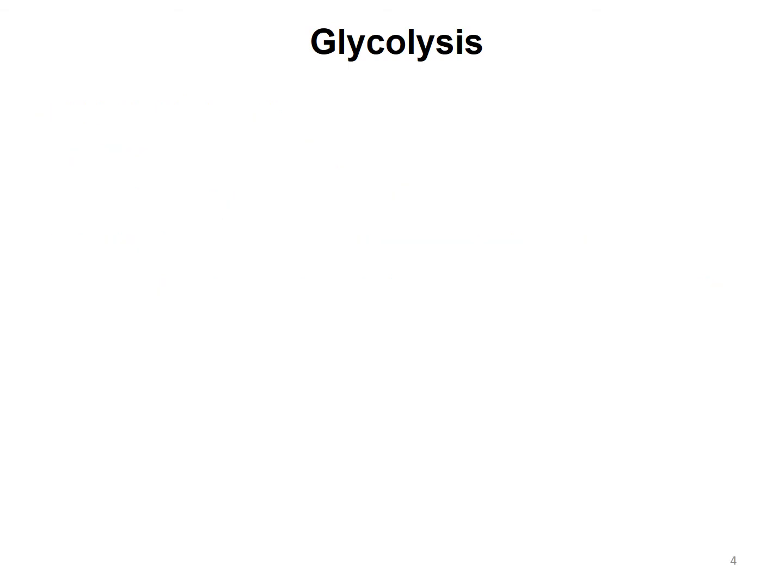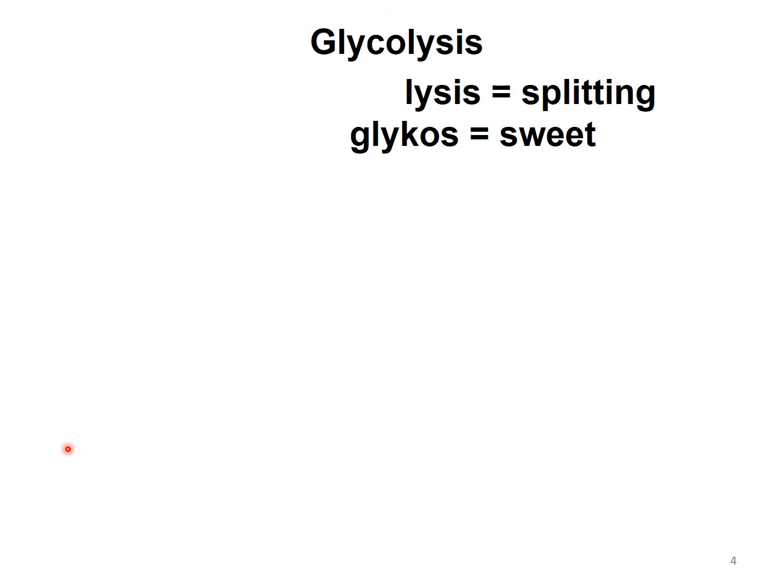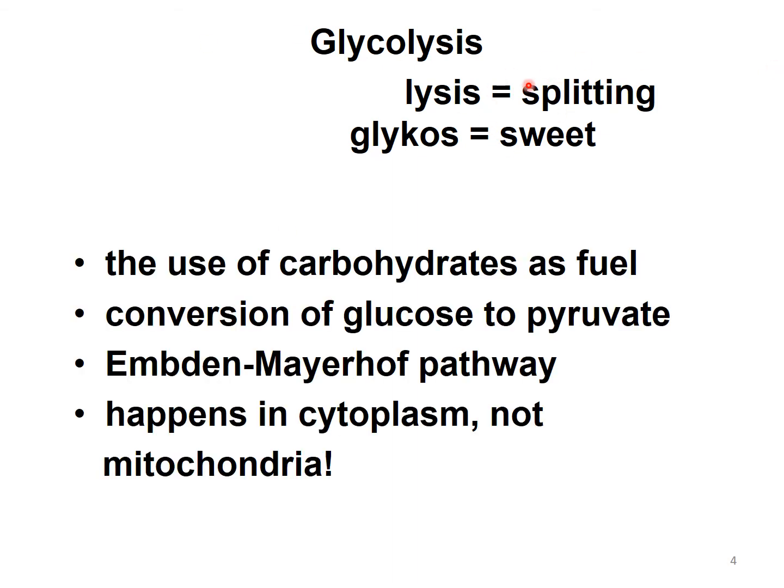So glyco means sweet while lysis means splitting. So essentially, glycolysis is the splitting of sugar into smaller molecules for energy production. Due to glycolysis, carbohydrates can be used as a fuel molecule in living organisms. But carbohydrates first have to be hydrolyzed by different enzymes into glucose molecules, which is the basic monomer for all carbohydrates. And eventually, the glucose molecule is going to be converted into pyruvate, which is the end product of glycolysis.